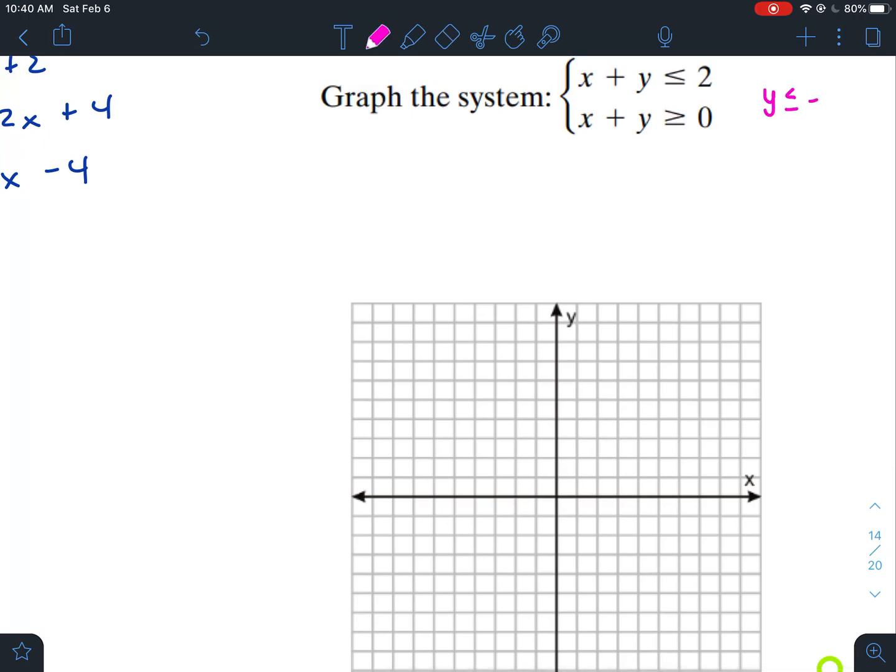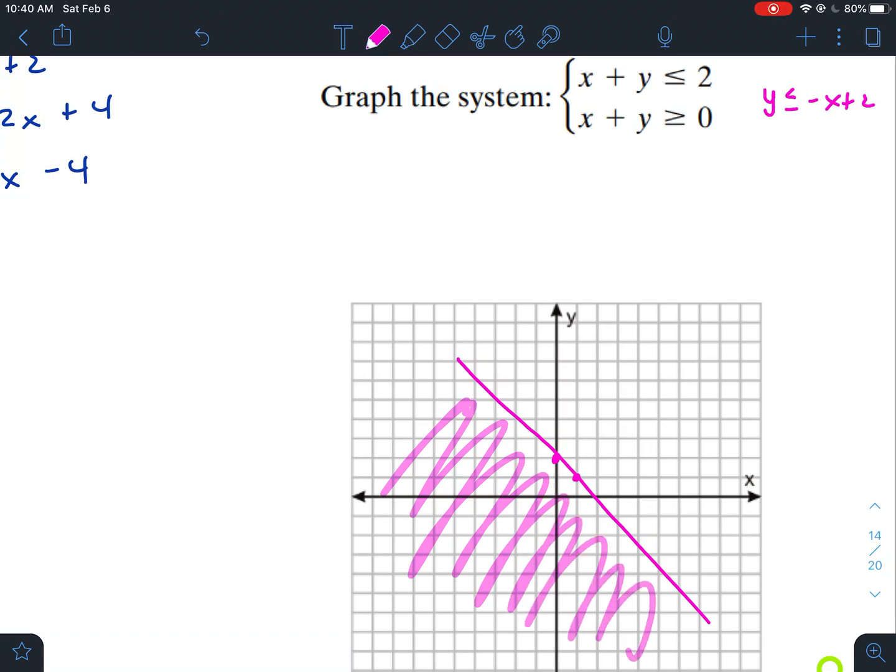All right, so we have y is less than or equal to negative x plus 2. So 2, and then down 1 over 1. It's a solid line, and then you're going to shade below it because y is less than.